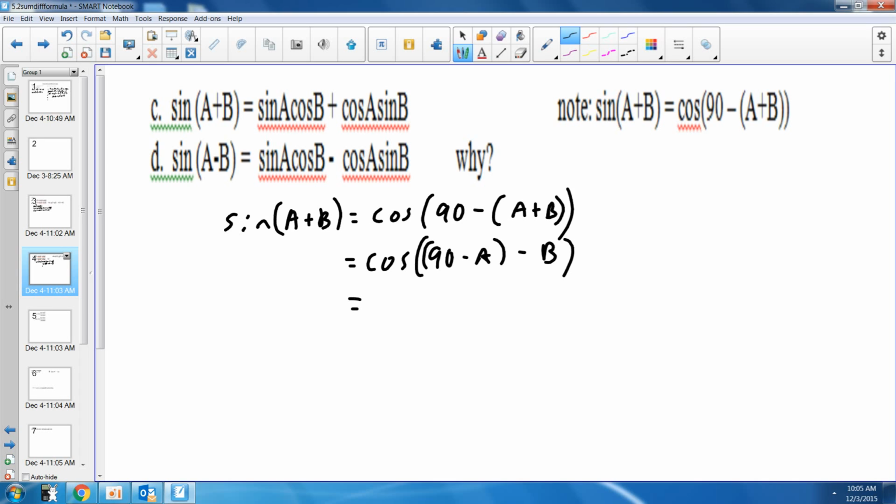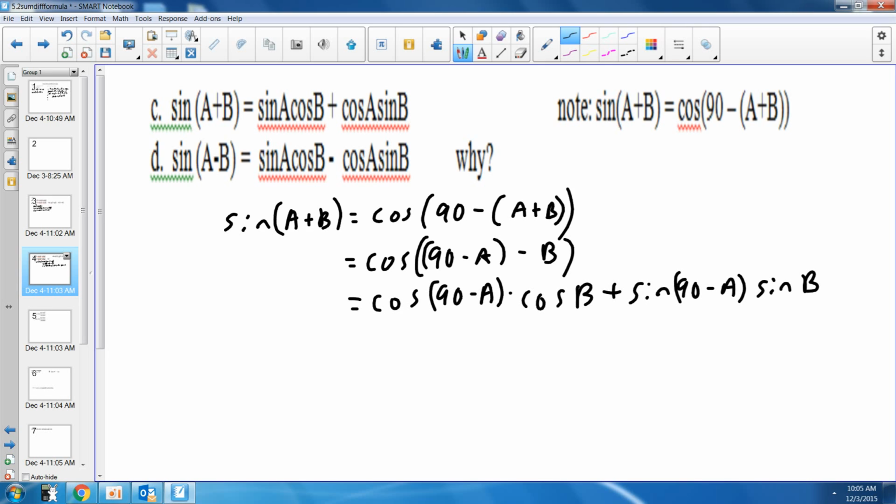All right. Now I'm going to apply the cosine difference identity, which I have from before. So that means I'm going to rewrite the whole thing now. Cosine of 90 minus A times cosine B plus sine of 90 minus A times sine B. Okay, so I have the cosine, cosine plus sine, sine. At this point, I want to simplify it.